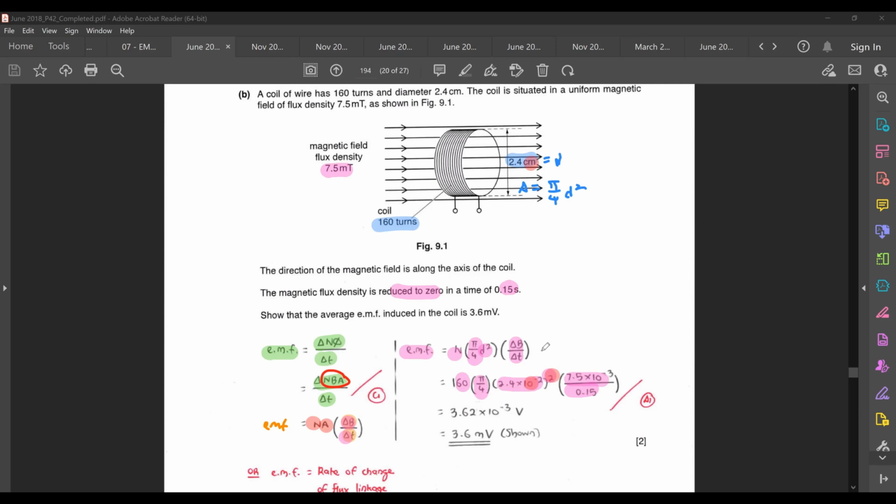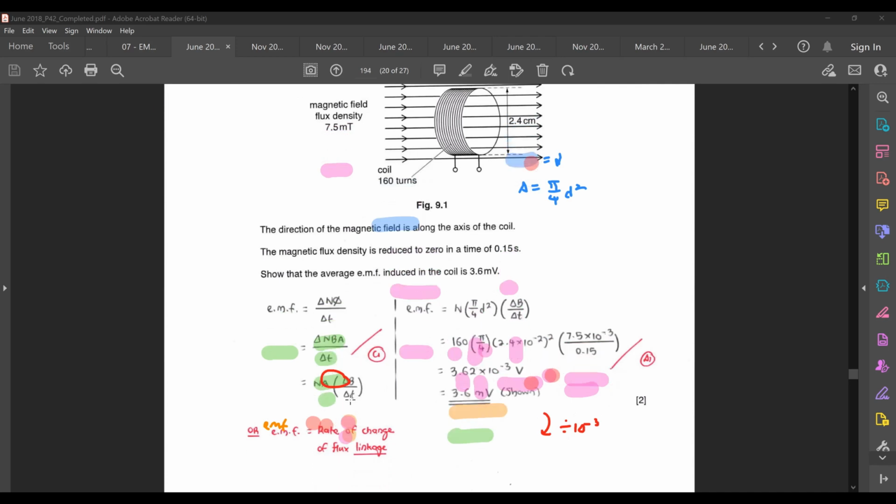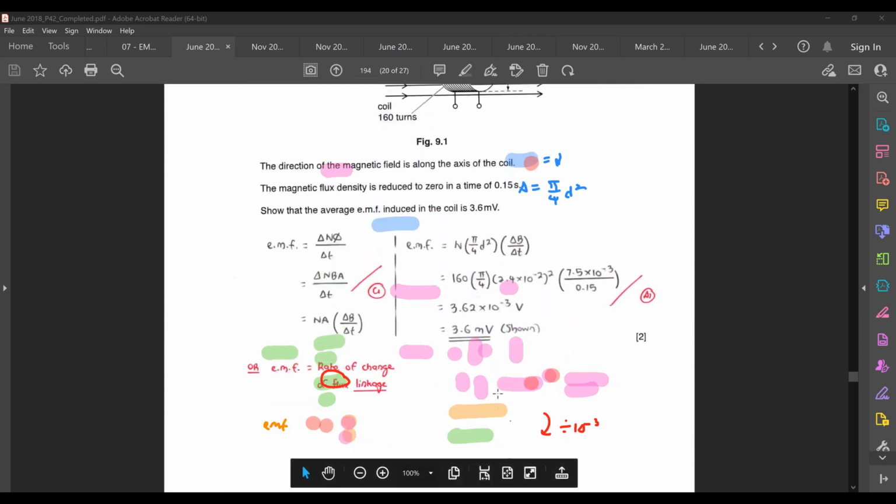Eventually, you get your answer as 3.62 times 10 power minus 3 volts. You want to change it to millivolt, you just need to divide by 10 power minus 3. Then you get 3.6 millivolts. So that one is pretty straightforward here.